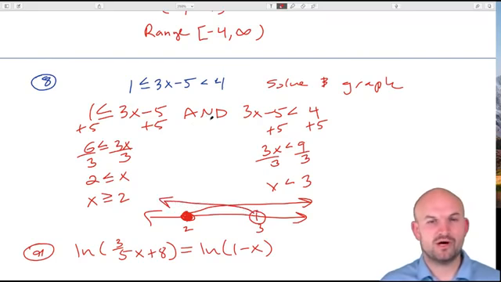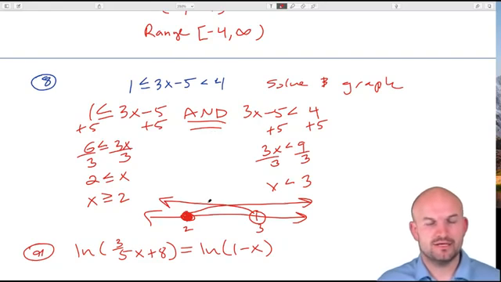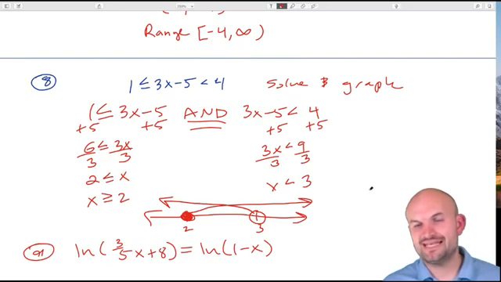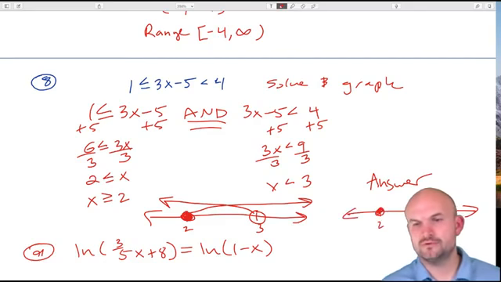Now, this compound inequality, again, is this "and." That means that they both have to be true, right? So you can see that the only portion where both these equations are true is from 2 to 3, including 2, but not including 3. So the answer is going to be from 2 to 3. And sometimes, just write it like that.